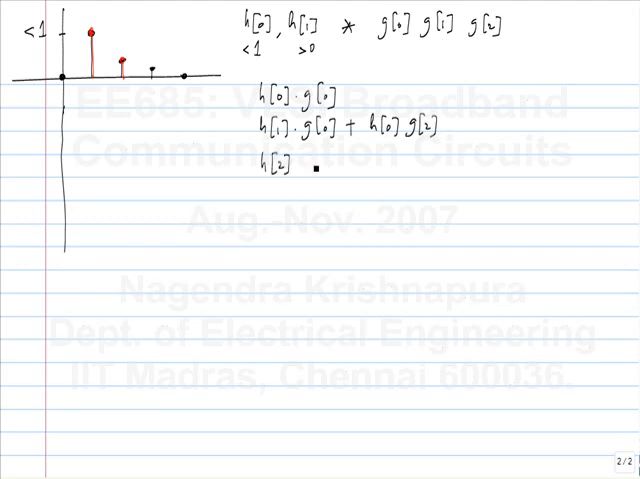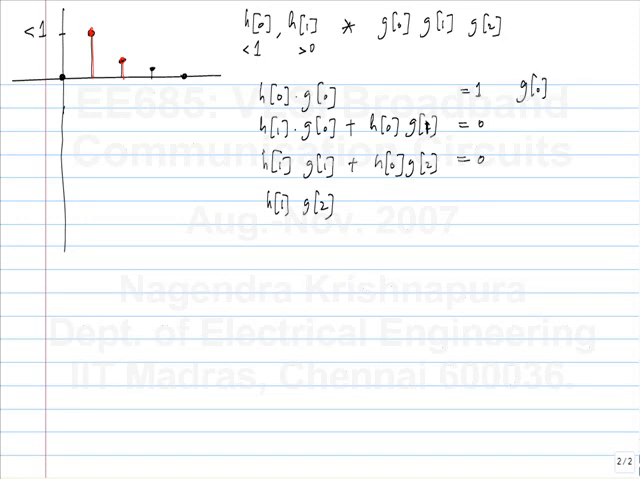The next one is H1 G1 plus H0 G2. And the next one is H1 G2. In this case, we reduce these two to 0 and we want to make the main tap 1. Okay. G of 0 is 1 by H of 0. So what will be the magnitude of G of 0?